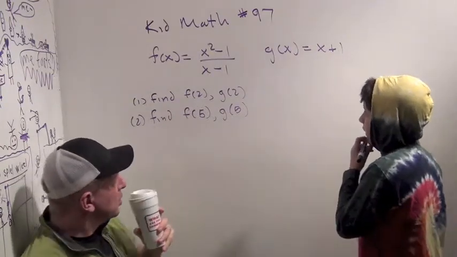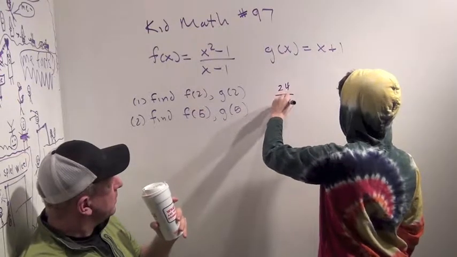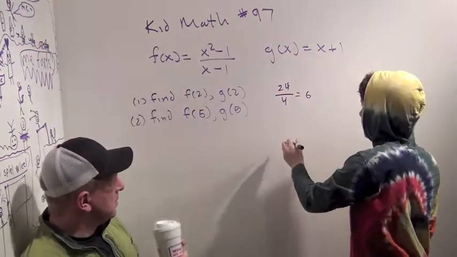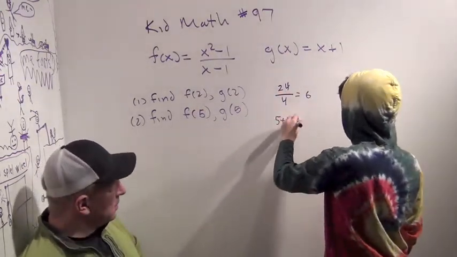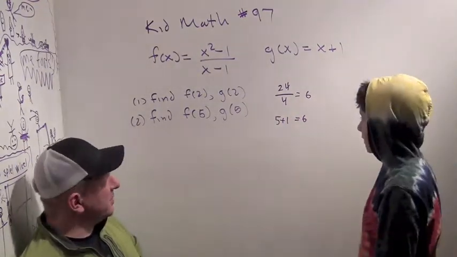For f of 5 and g of 5, we get 25 minus 1, over 4, which is 6. And then 5 plus 1 is 6. They seem to come up with the same answer. Okay, great. That's the next question: are these functions the same?